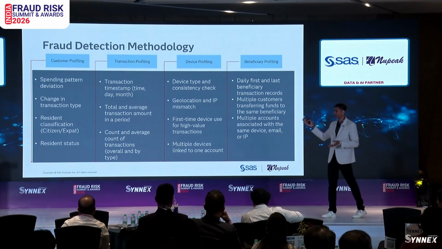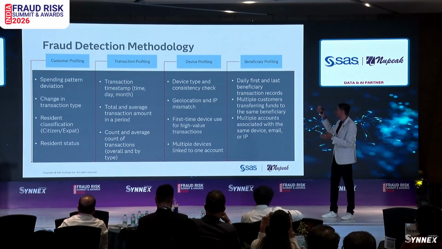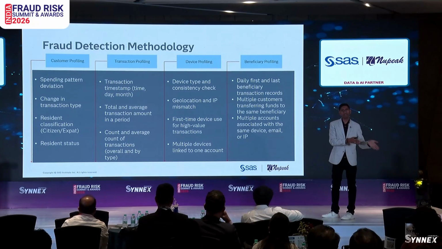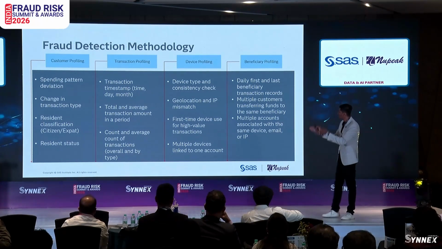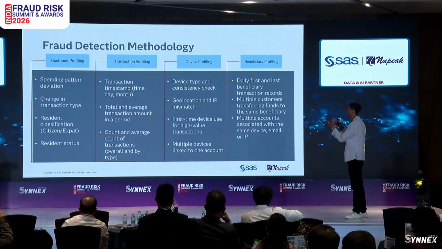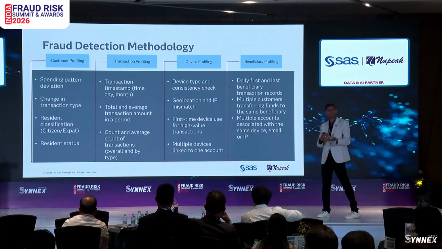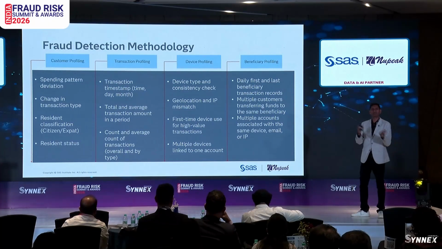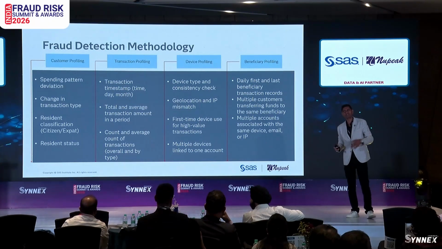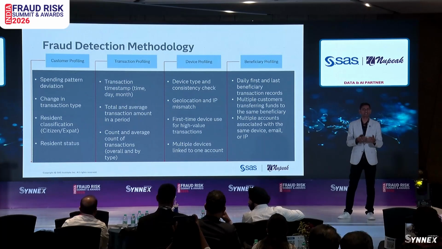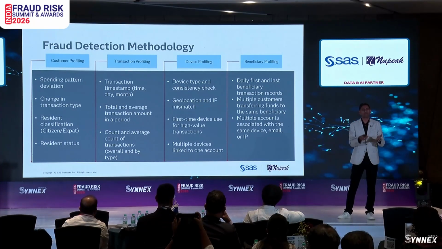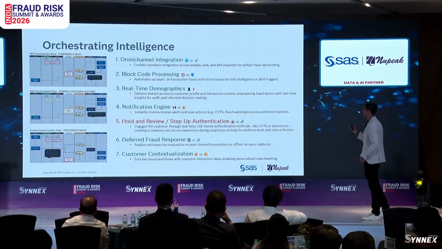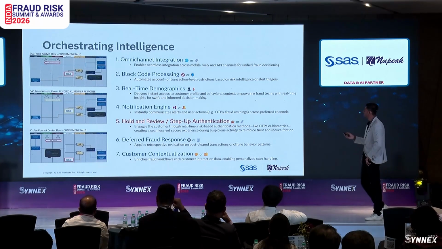How we detect the fraud, I already covered. I'll quickly cover this. We do customer profiling first. Start from account opening to the transaction level. Customer profiling, transaction profiling, device profiling, because we are talking digital. And then beneficiary profiling, where they are doing the transaction. Is it domestic, international, what kind of transaction, what is the behavior. That's where the machine learning and algorithm starts. So these are orchestrating the intelligence.